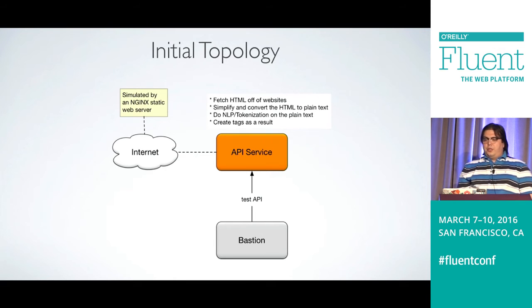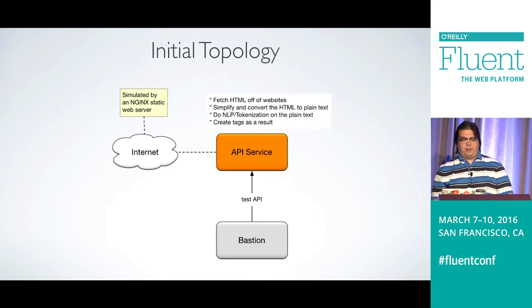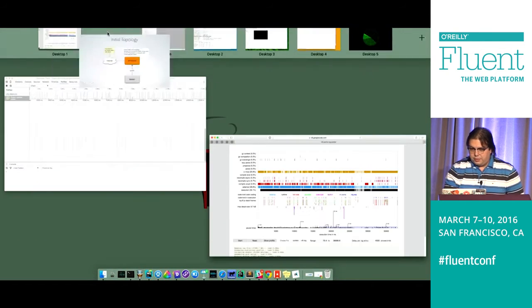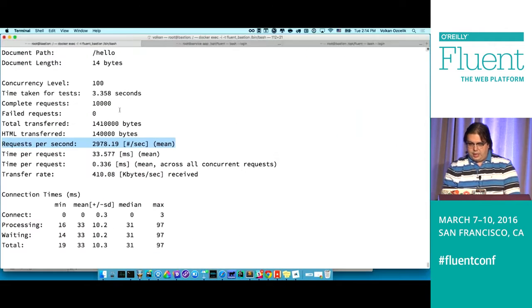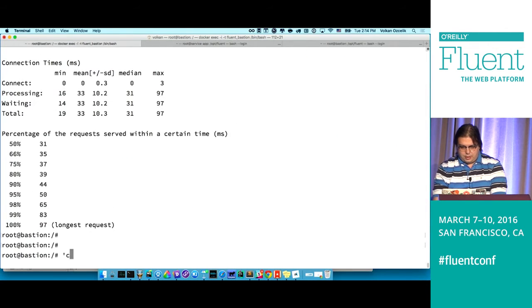Our initial topology will be relatively simple. We'll start with a single monolithic application that does all the things: fetches HTML, simplifies it, does the conversion, does NLP. And we'll have a bastion host that we connect directly to this API, which will be doing our benchmarks and measurements and stuff like that. And just for the fun of it, let's see if our API is working.